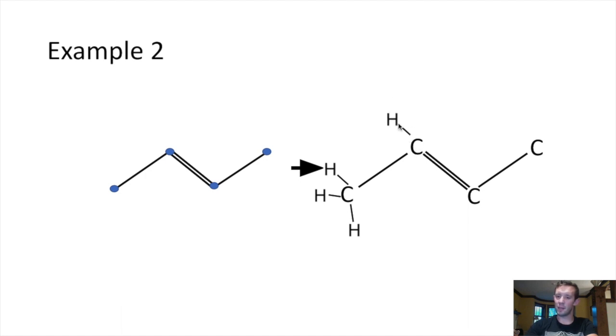This carbon right here has 1, 2, 3 of its valence electrons accounted for, so the remaining valence electron must be bonded to hydrogen. The same thing goes for this carbon here. It has 1, 2, 3 valence electrons accounted for. So the fourth valence electron we can assume is bonded to hydrogen. And then this last carbon here has only one of its valence electrons bonded. And so we can assume that its remaining 3 valence electrons are bonded to hydrogen.